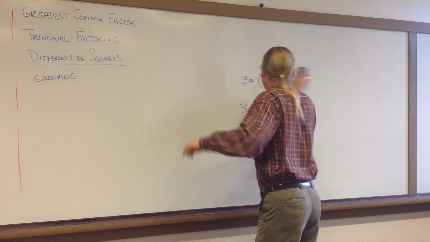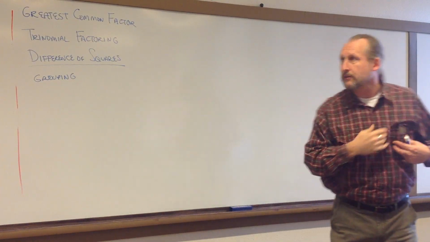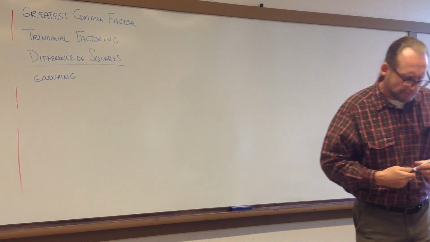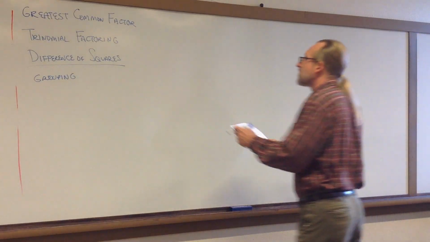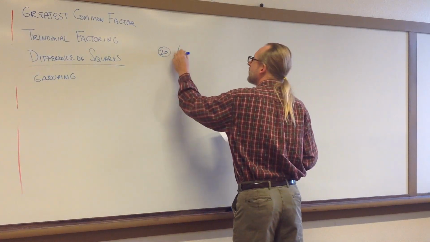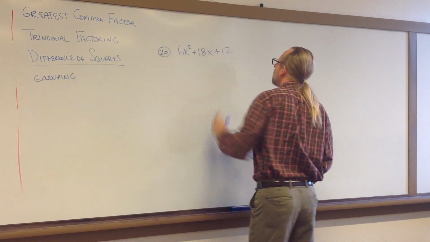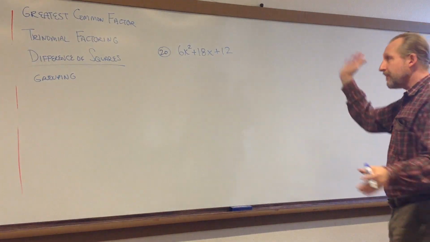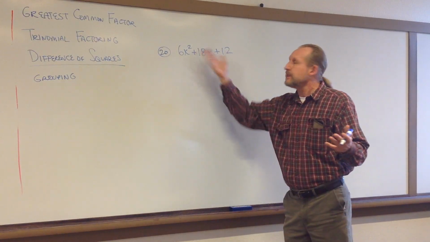Now, we're going to look at problems that are all mixed up, okay? And the idea is that we just want to factor them to break it down into prime factors. So let's see how this works here. We'll start with problem 20. 6x squared plus 18x plus 12. So again, I encourage you right away, look for a common factor, because pulling a common factor out will make all of these numbers smaller and then hopefully easier to factor.